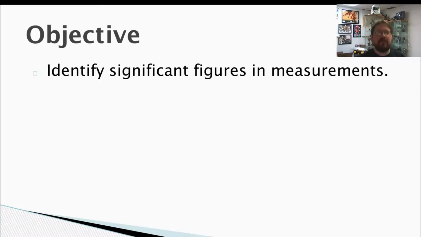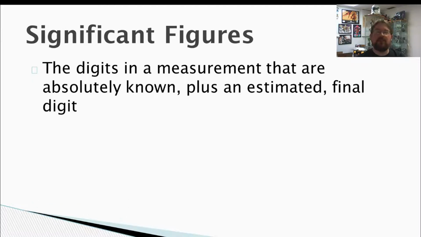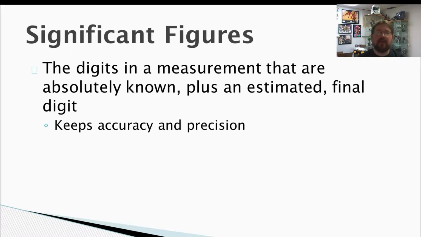Today's objective is to identify significant figures in measurements. Let's review what significant figures are. Significant figures are all the digits in a measurement that are absolutely known plus an estimated final digit. It keeps the accuracy and precision. This is really down to the measurement device you're using. You want something with as many markings on it as possible because that will give you the greatest number of significant figures. The more sig figs, the more accuracy, the more precision.